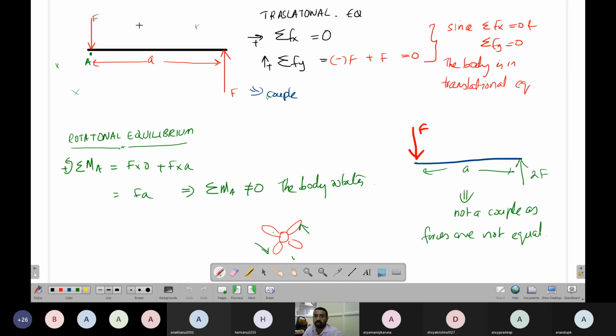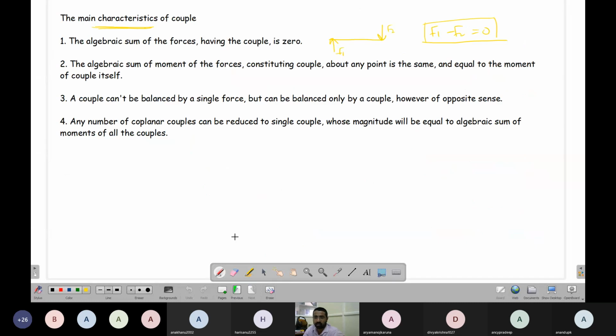So here we have seen the translation equilibrium check. We have to add the forces in the x direction with their signs. For the algebraic sum we have to consider the sign of the force. What you get is a 0. This is one point. I hope this is very clear.